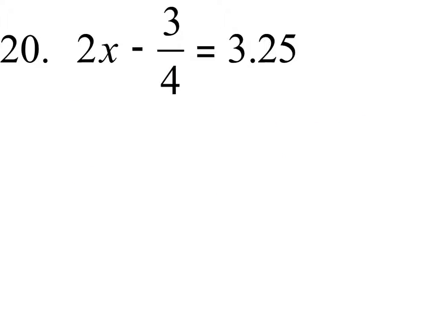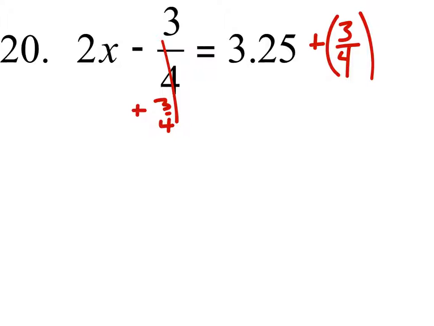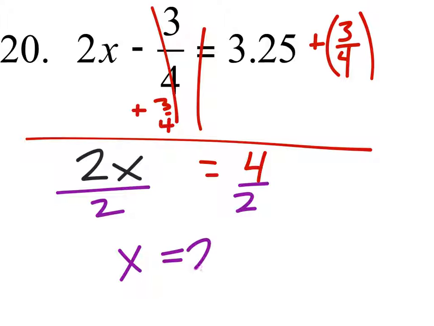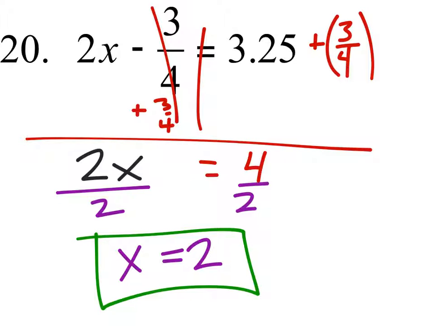So we got that 3.25, and right here, we will have to add 3/4 to both sides. Now again, this is where a calculator would come in very handy. If you do it on a calculator though, you may have to put that 3/4 in parentheses, which is okay. When you do that, you should get 2x equals 4. And then to solve this one, we'll just divide both sides by 2, and x equals 2. That one was really nice, actually.